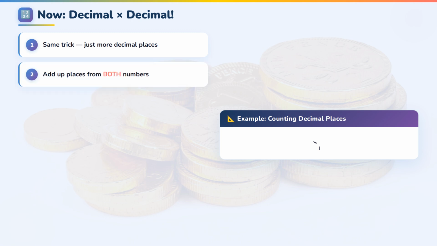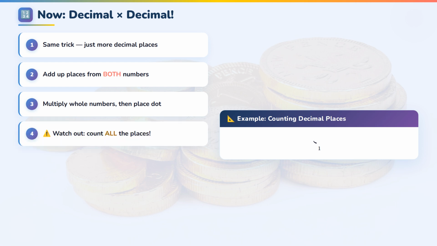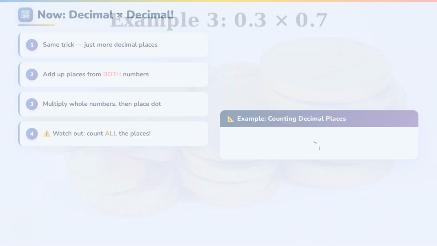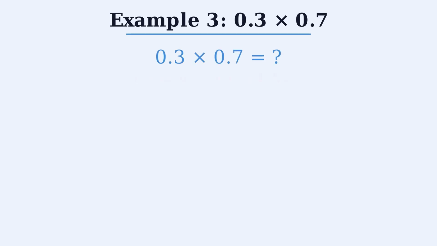Here's the great news. It's the exact same trick. The only difference is now you're adding decimal places from both numbers. So if you multiply a number with 1 decimal place by another number with 1 decimal place, your answer needs 2 decimal places. If one has 2 places and one has 1 place, the answer has 3 places. Let's see some examples. Let's try 0.3 times 0.7.